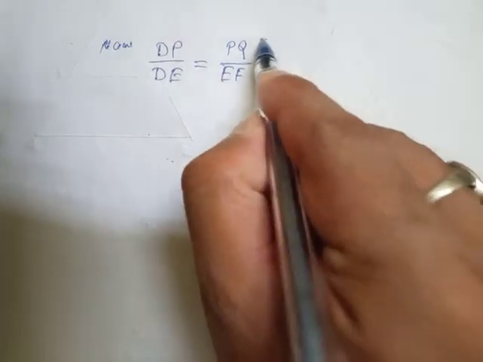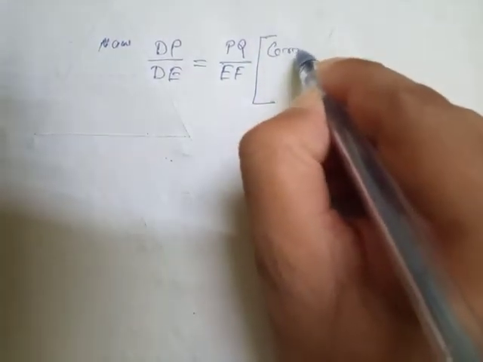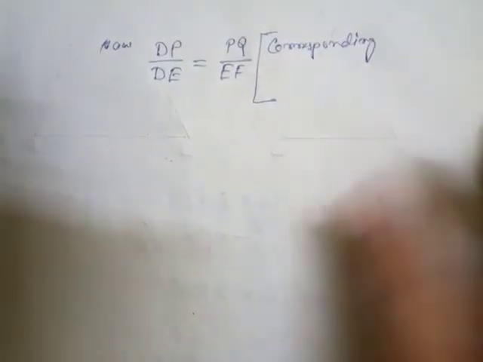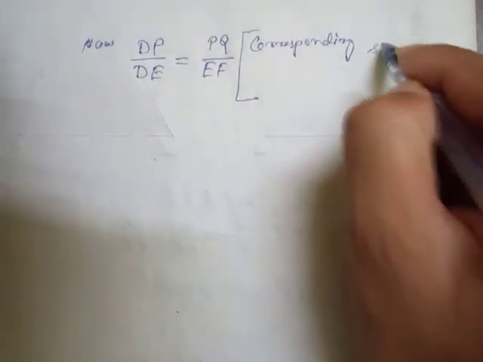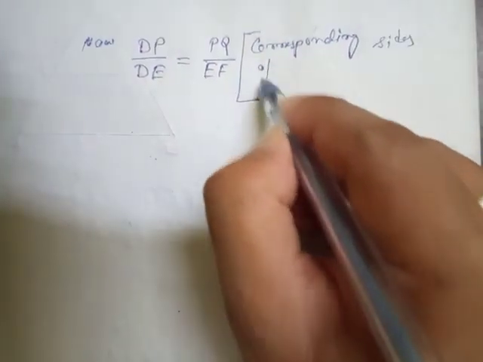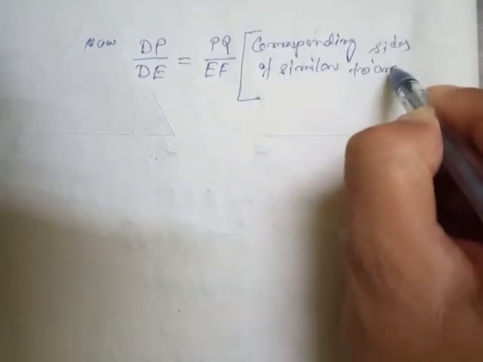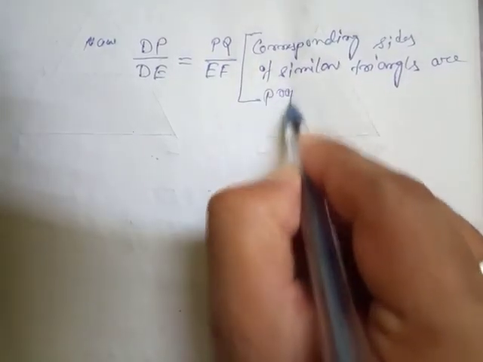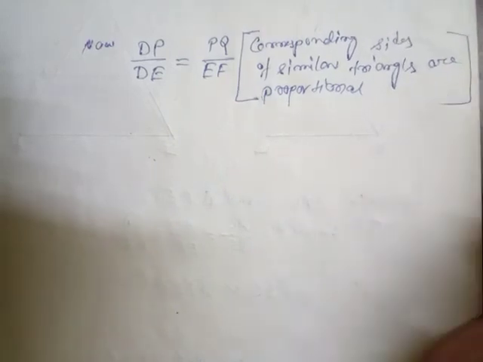So we'll use that theorem here now. We'll write here that corresponding sides of similar triangles are proportional. So this is the reason.